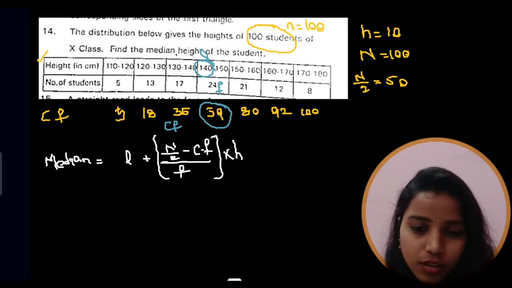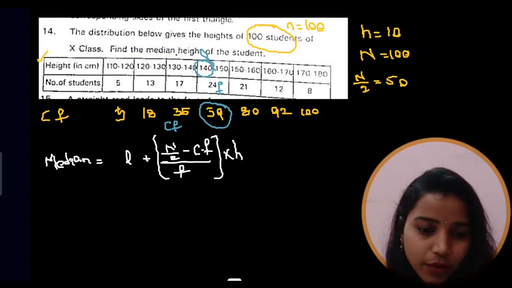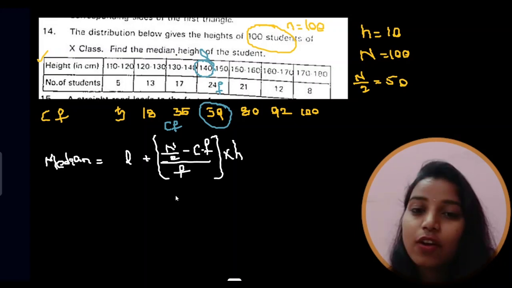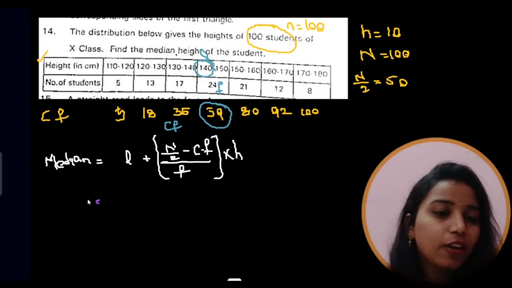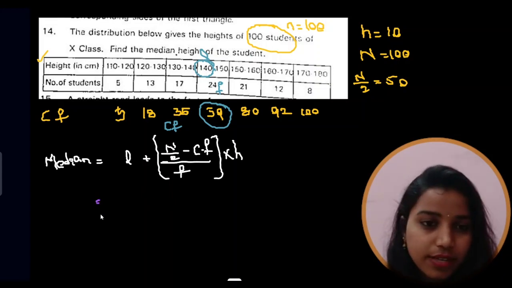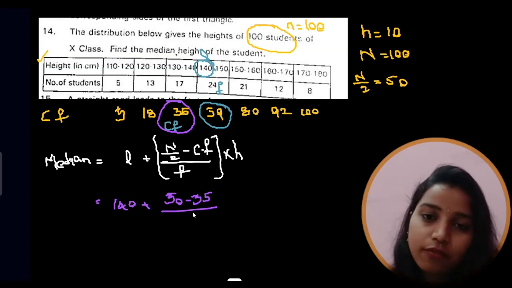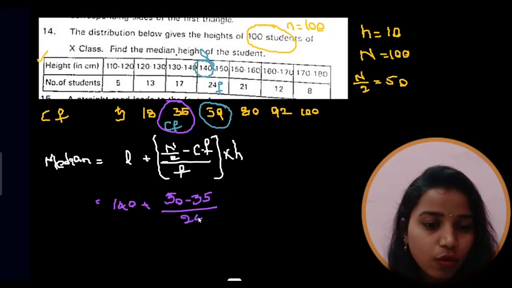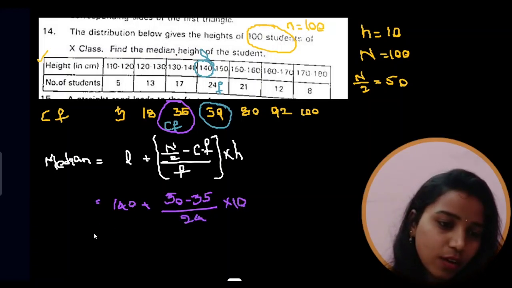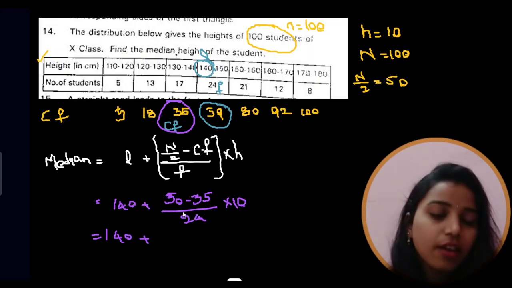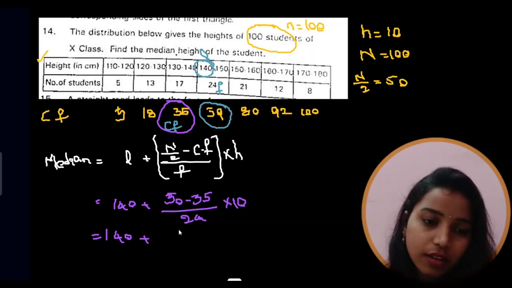Now, you need to substitute all these values here. Anyway, we got all the values, right? So what is L? L is the lower class limit. Lower limit is 140, plus n by 2, which is 50, minus CF. CF is 35, the cumulative frequency, divided by the frequency, which is 24, into 10, right? Now, 140 plus 50 minus 35 is nothing but 15 into 10 by 24, right?